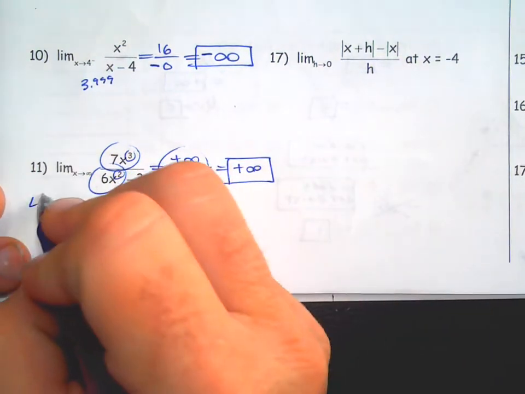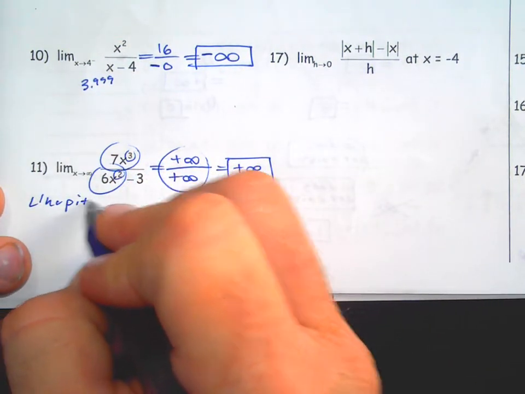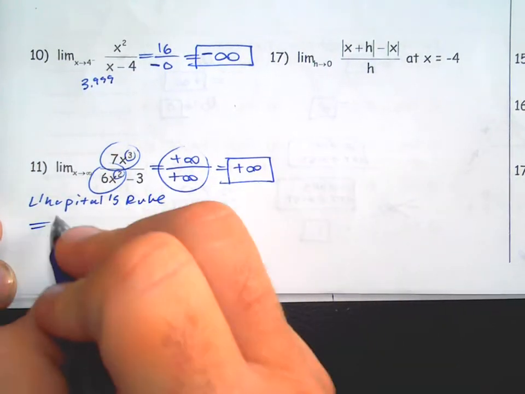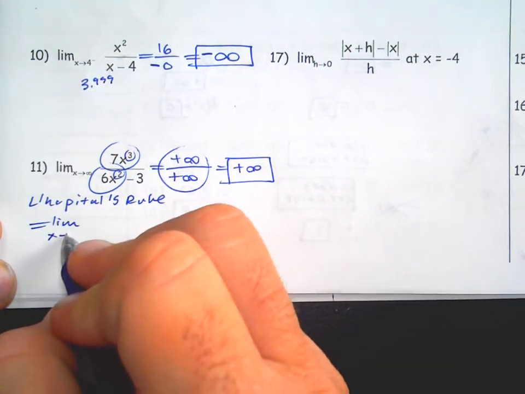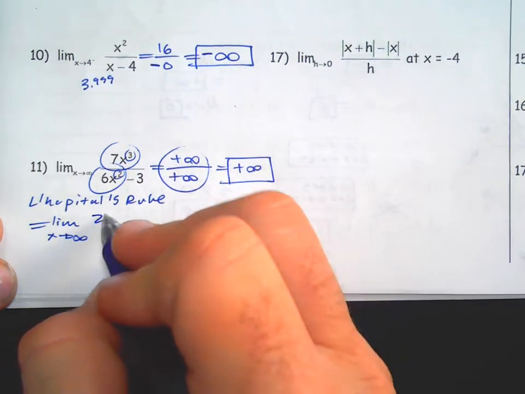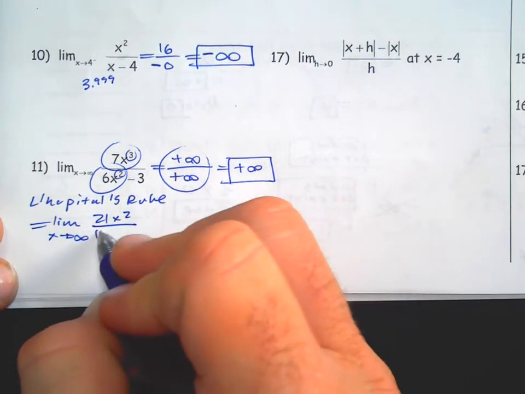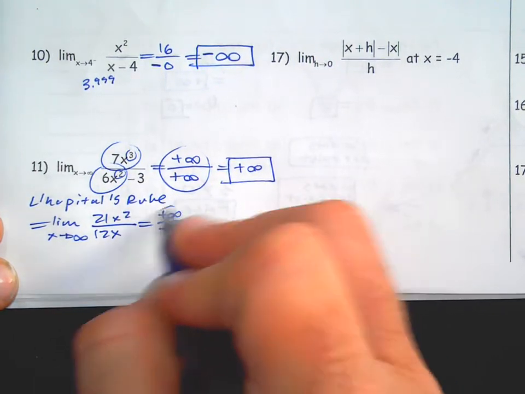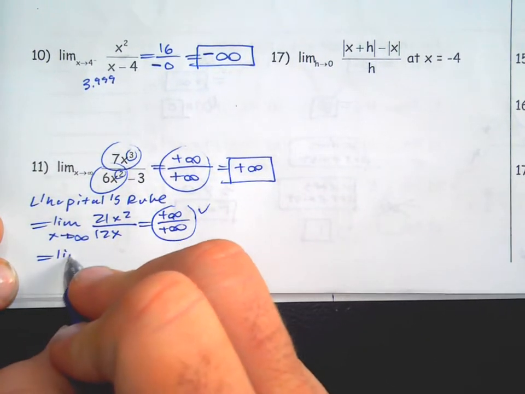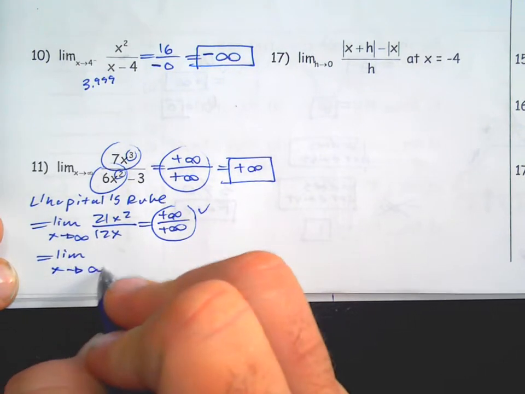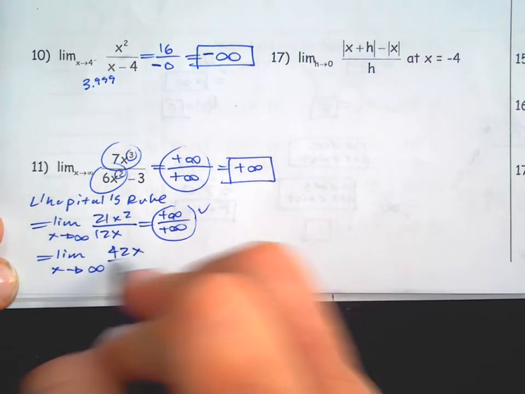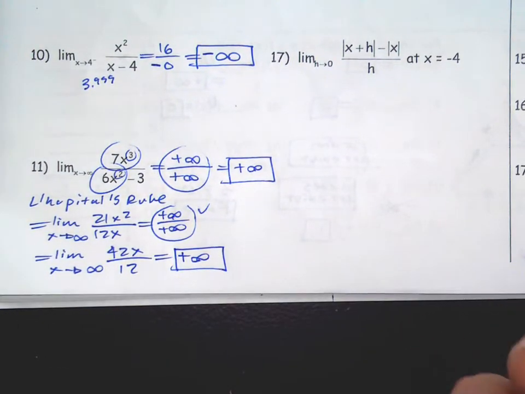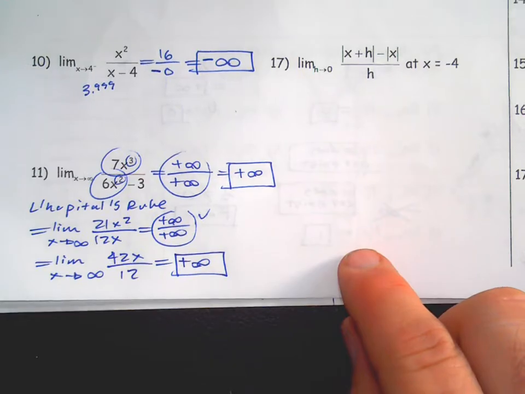We could do L'Hopital's rule. I'm probably not going to ask you to do L'Hopital's rule on this because it's really annoying, and I don't think we ever would for end behavior. 21x squared over 12x. You get positive infinity over positive infinity again. Gotta do it again. Limit as x goes to infinity, 42x over 12, and then it's going to positive infinity. So probably won't ask you to do L'Hopital's on that.